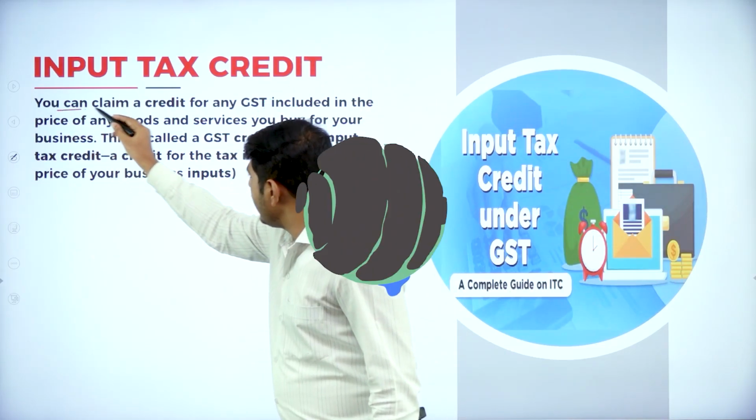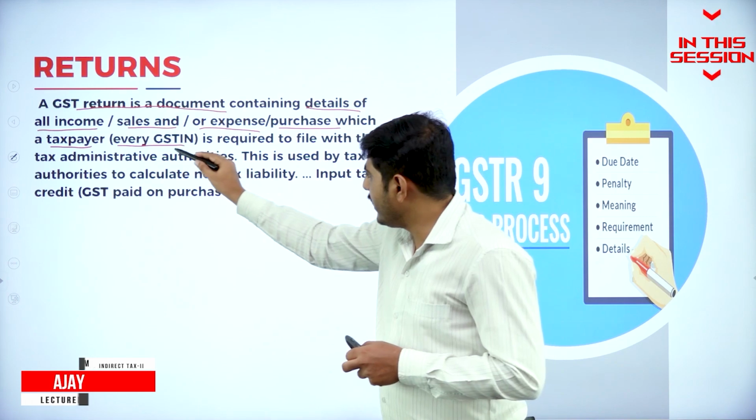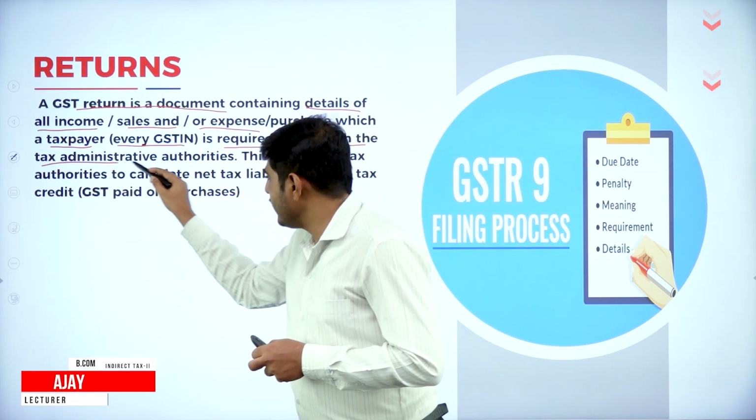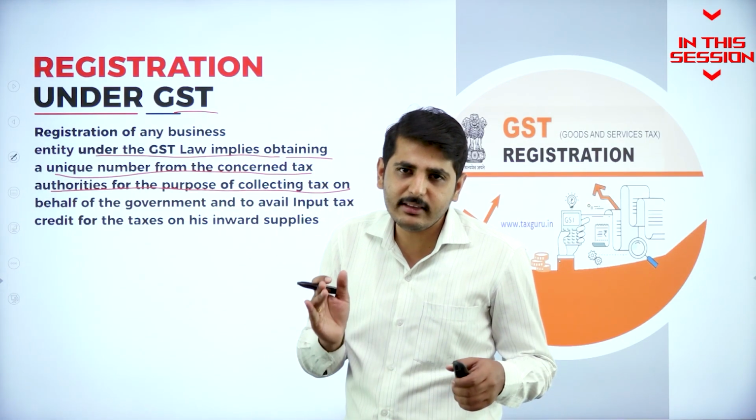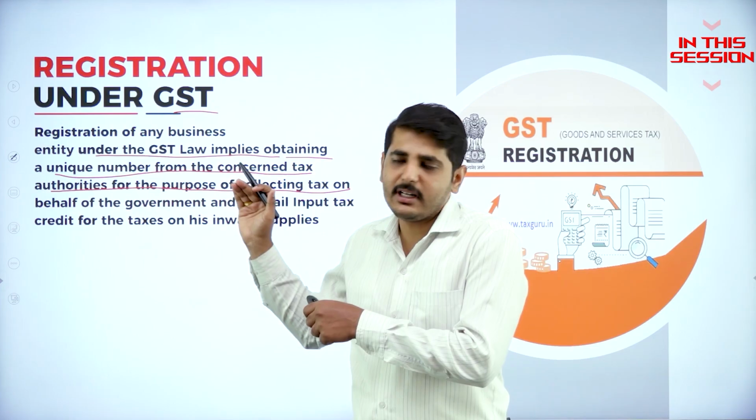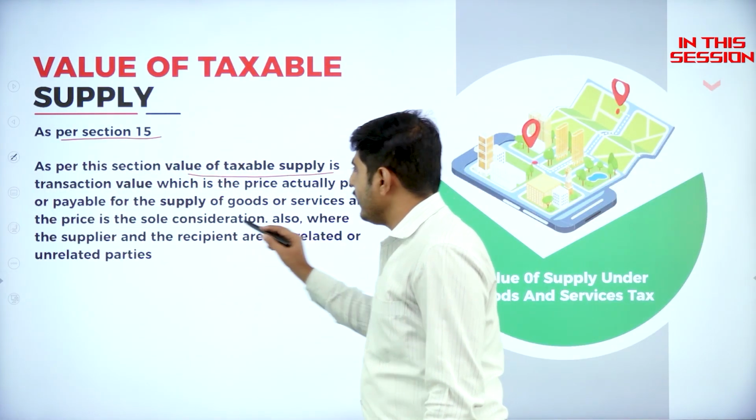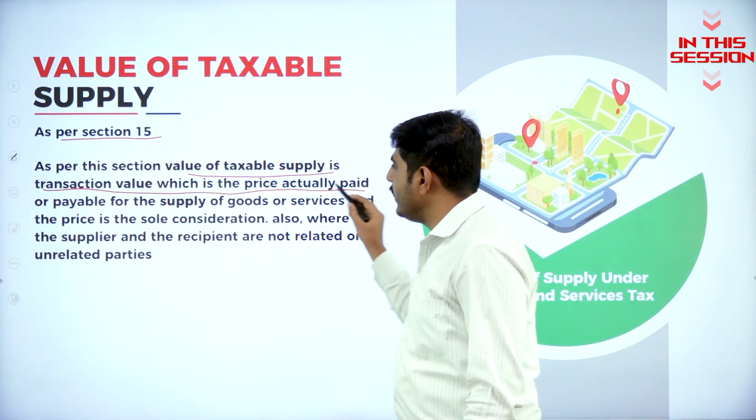You can claim a credit for any GST included. GST TIN number is required to file with the tax administrative authorities. Whatever the transaction I do in the business, everything will be recorded in that particular number. As per this section, value of taxable supply is transaction value, which is the price actually paid.